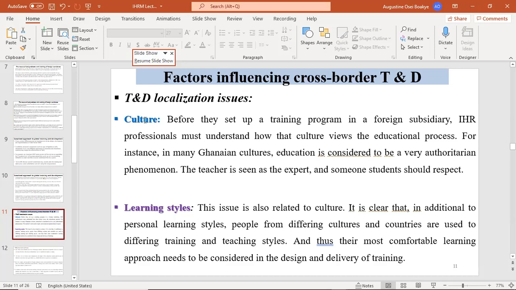learning, and teaching style. And thus, their most comfortable learning approaches need to be considered in the design and delivery of the training program. So that if in a particular country where your subsidiary is located, the predominant learning style over there is group discussion, you don't go and impose individual learning on them, and so on and so forth.